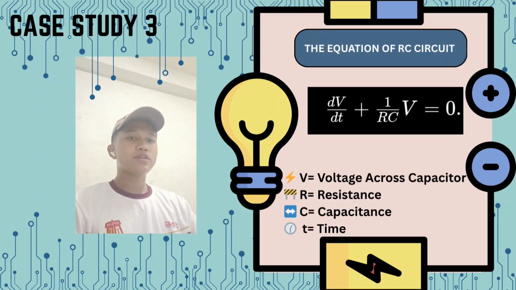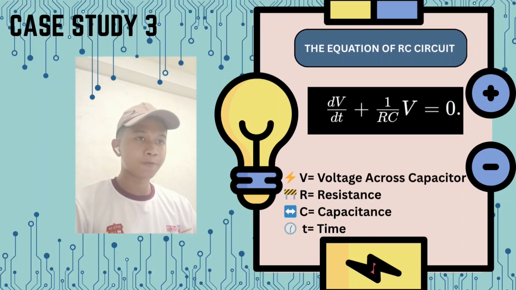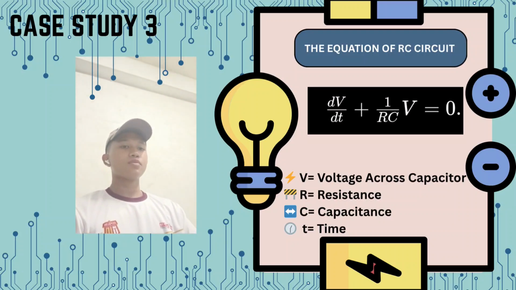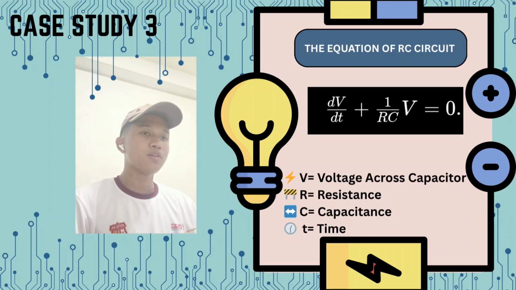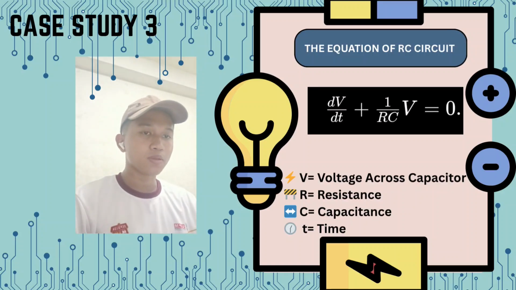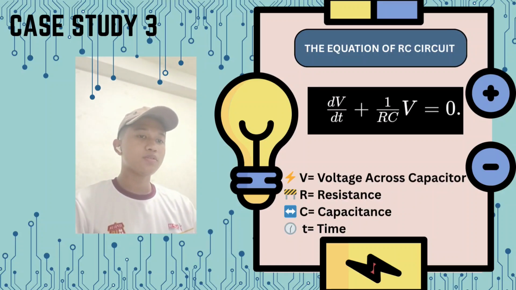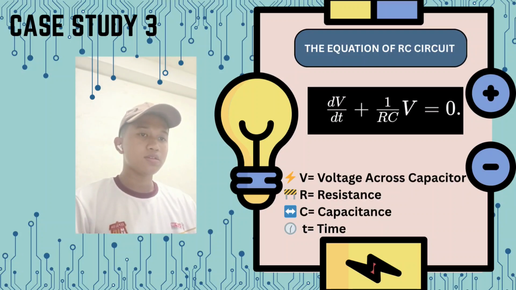Today we present case study 3, which is the equation of RC circuit. The equation is dV/dt plus 1 over RC multiplied by V equals to 0. V is equal to voltage across the capacitor, R is resistance, C is the capacitor in the circuit, and t for time.